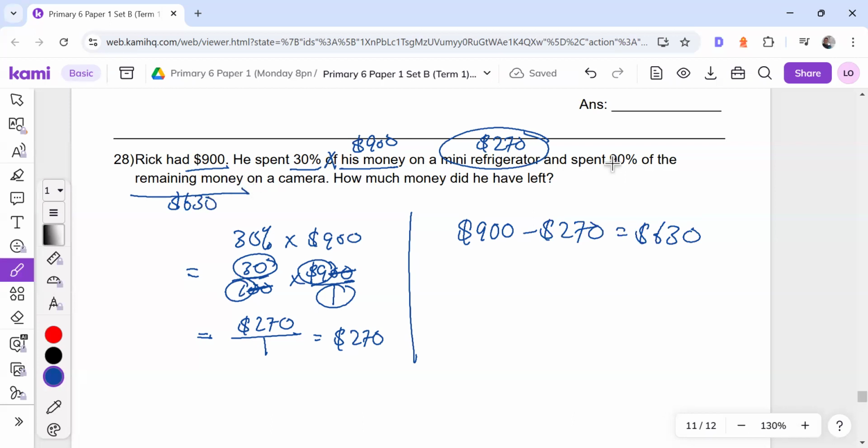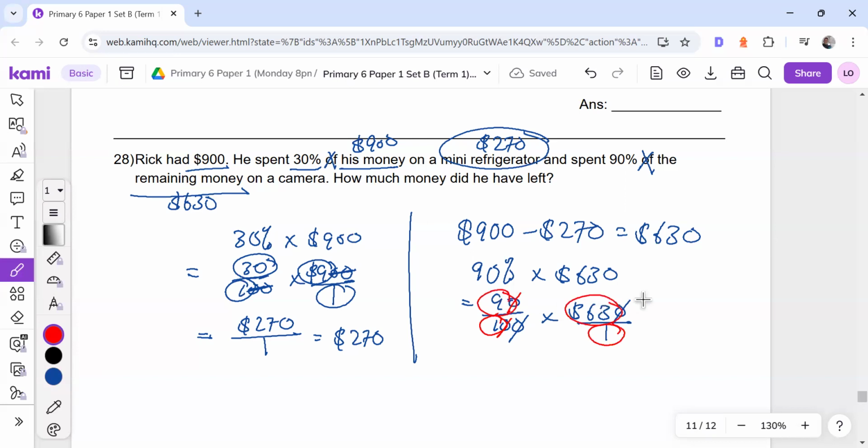And then he spent 90% of his remaining money. So change the 90% into fraction. So the 90% becomes 90 over 100 times $630. All right, then cancel. I hope you know how to cancel. Primary 5, we learned about cancelling. Divide by 10, divide by 10, and you can still cancel, divide by 10, and on top, divide by 10. And when the denominator is 1 already, then 9 times 63. All right, go and do your working. So 9 times 63, you will get 567, which is the camera. So go and put over here.